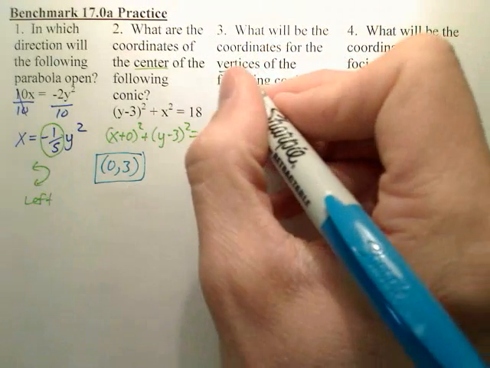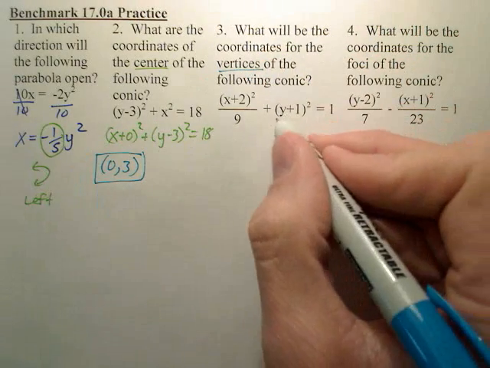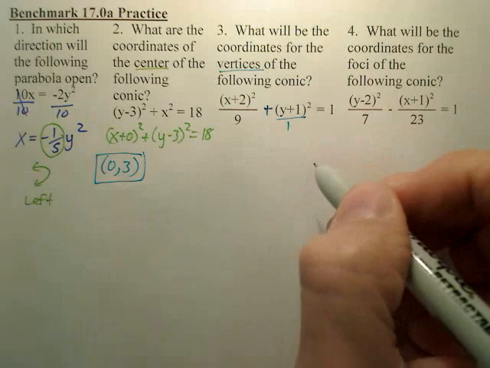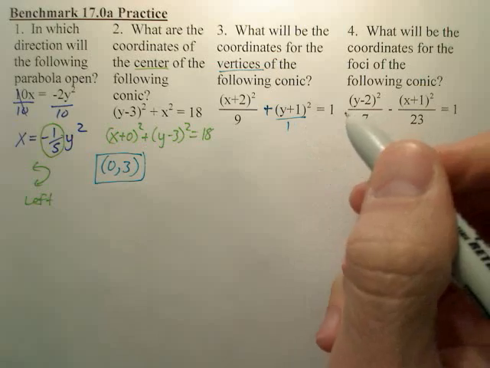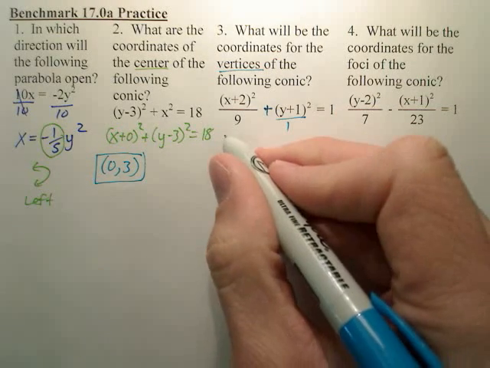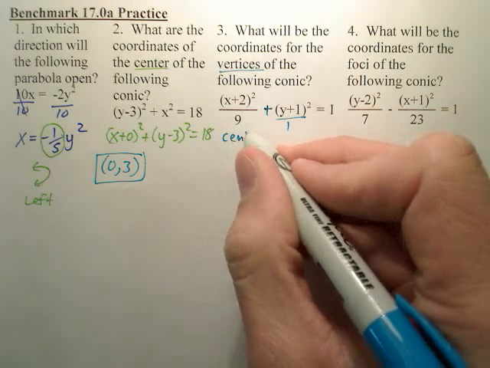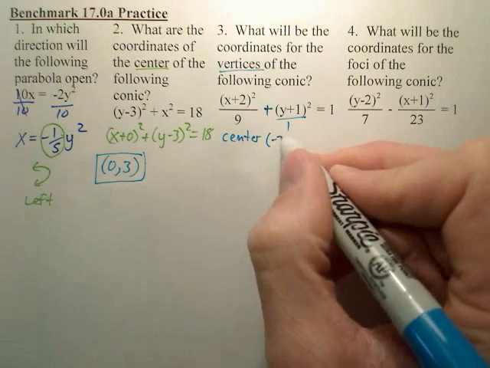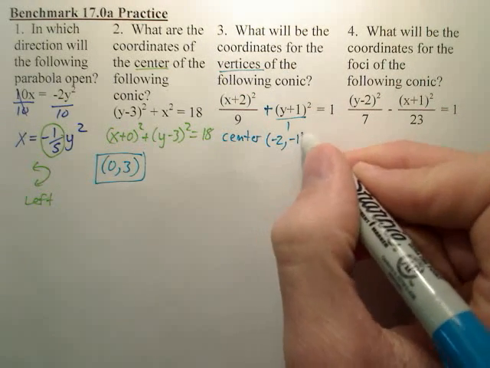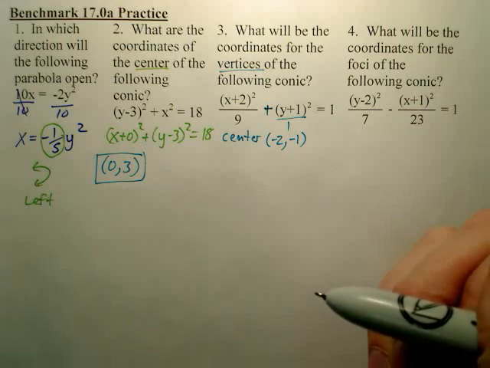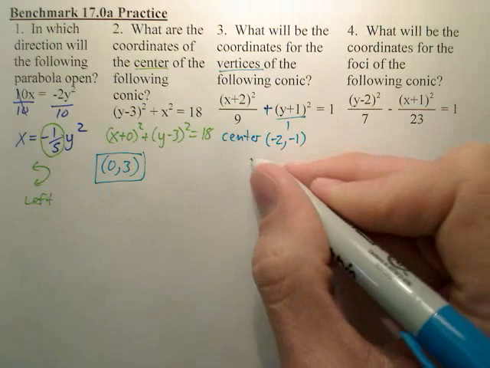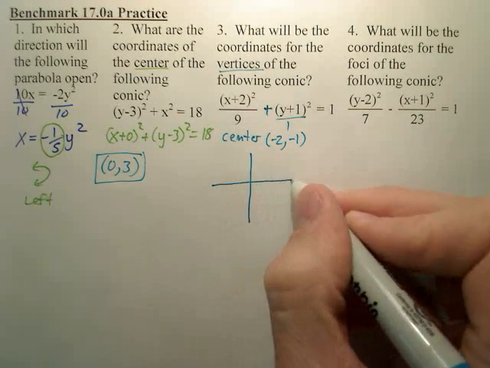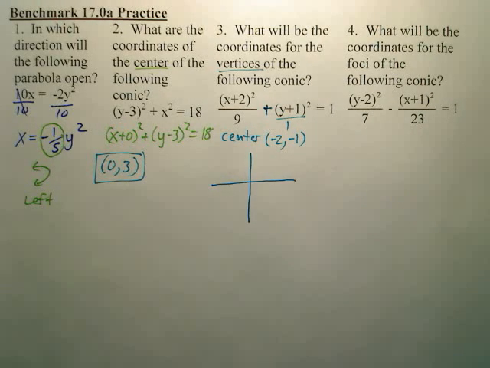Next one. I want to find the vertices of this conic. Now the first thing you have to do is probably put a 1 there. And to realize a plus means this is going to be an ellipse. So we might want to sketch it, and I probably will. The first step, though, is to find the center. The center of this ellipse would be the opposite of 2, which is negative 2. The opposite of 1, which is negative 1. Once I have my center, I'm going to make a sketch to see what the vertices would be.